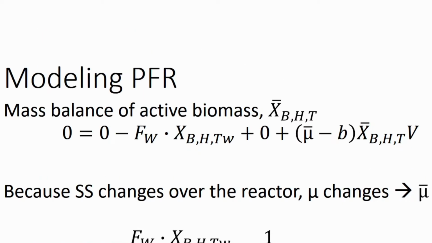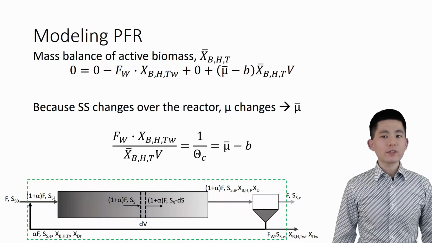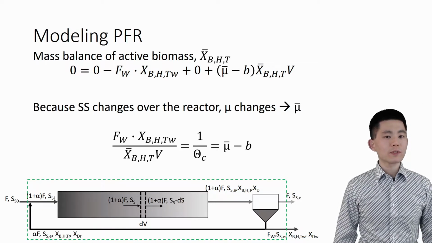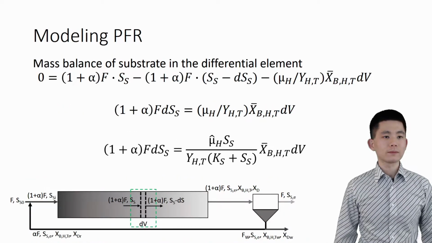We assume that the active biomass concentration XBHT average is uniform in the reactor. There's no influent biomass. The extra active biomass grown in the system is wasted. Please note that mu average represents the average specific growth rate, as the specific growth rate is a function of substrate concentration, which changes along the reactor. After rearranging, the expression becomes familiar. 1 over SRT equals the average specific growth rate minus the specific decay rate.